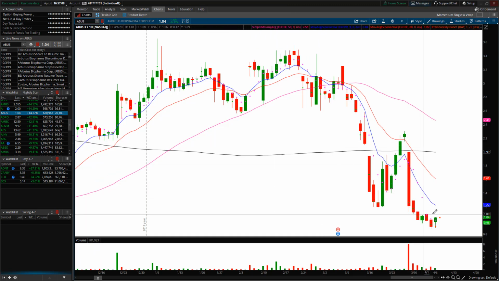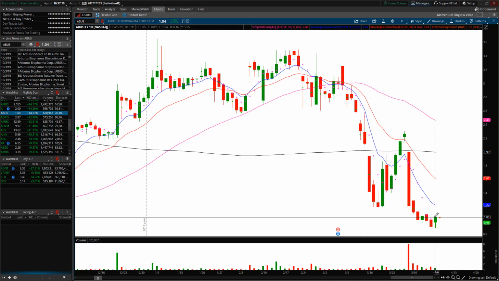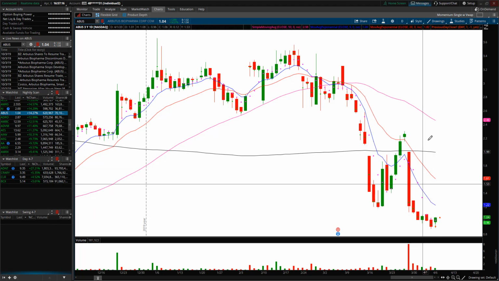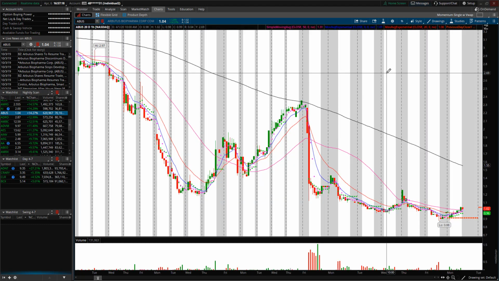So this is what I was saying for reversals, guys. I'd like to see this, kind of a hammer. Might have a move up. I like to see it a little bit further away from the moving average lines, although this one may be kind of setting up. You know, it's got a 20-something cent move.